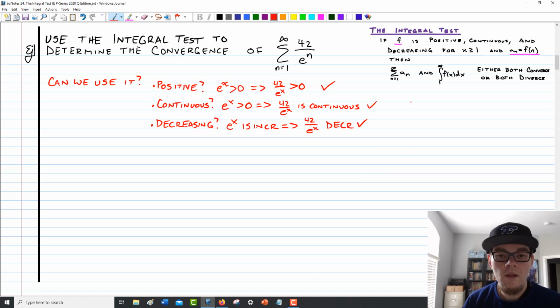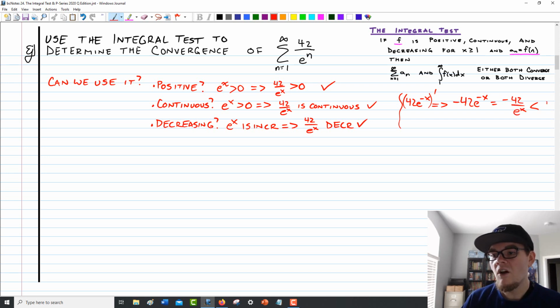Another way you could go through, by the way, if you wanted to, is you could rewrite this as 42 e to the negative x. This is kind of an alternate. You could take its derivative. So if you take the derivative of this guy, you get negative 42 e to the negative x. That's the same thing as negative 42 over e to the x, and that is always negative. So since the derivative is negative, that means that this entire thing is decreasing.